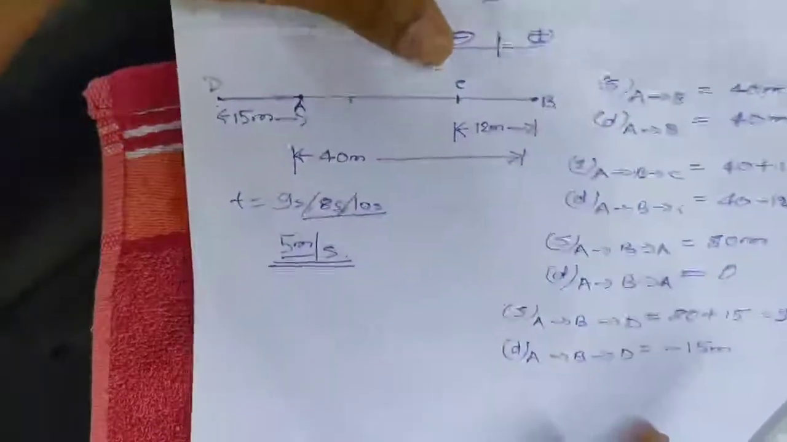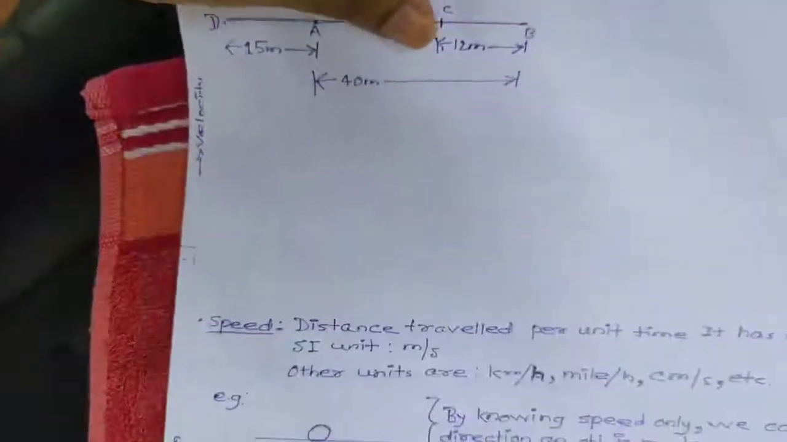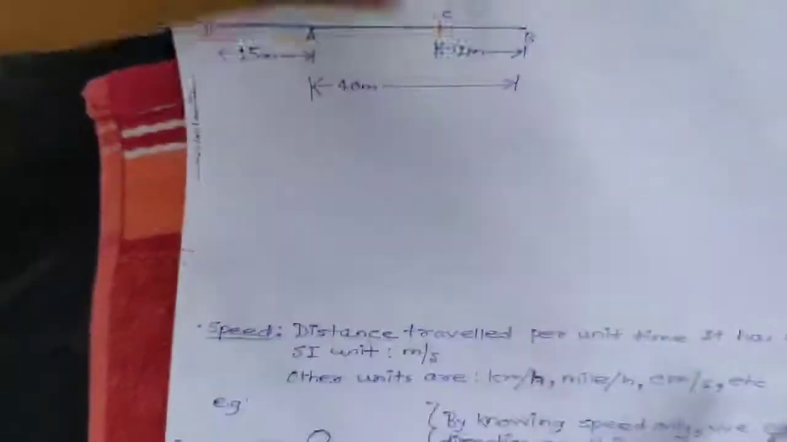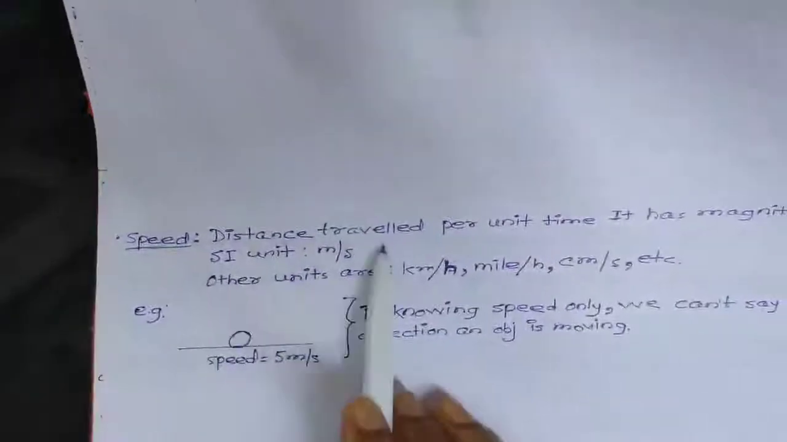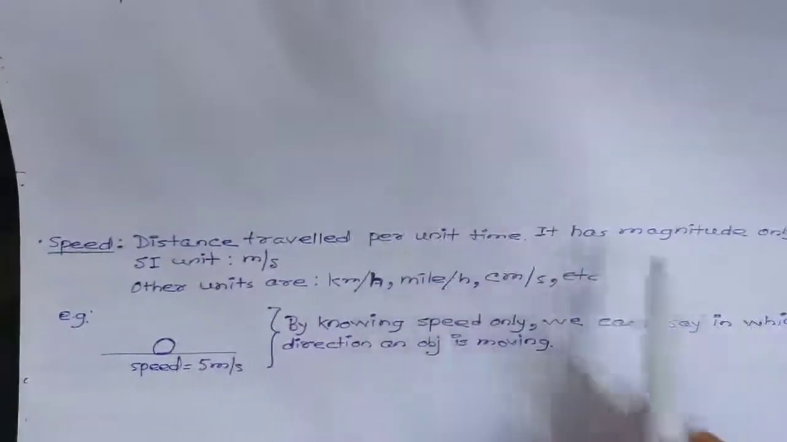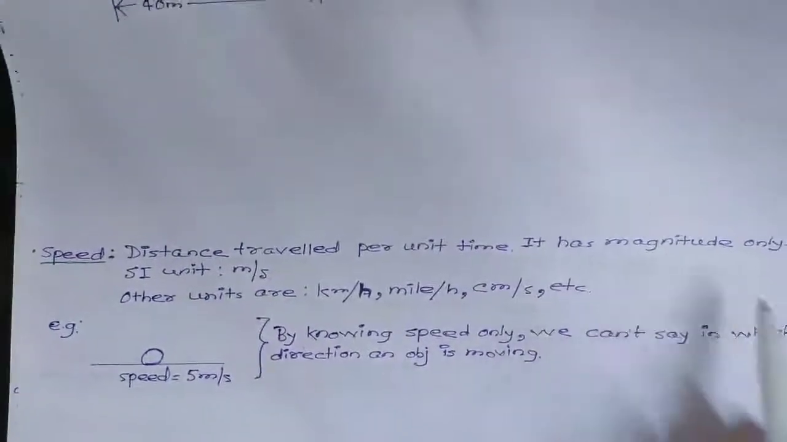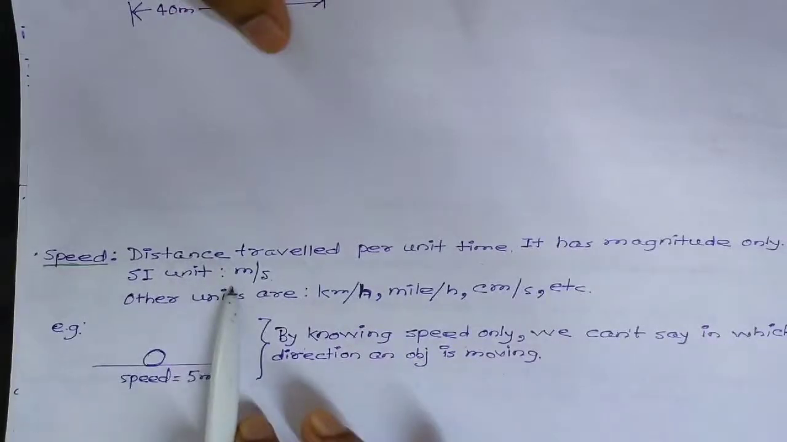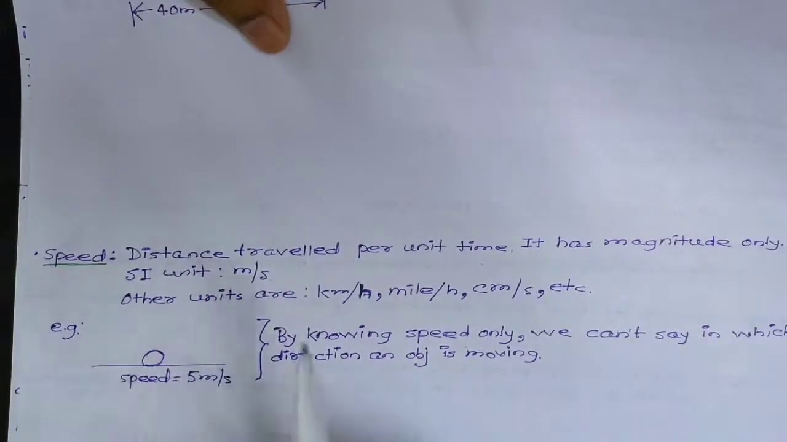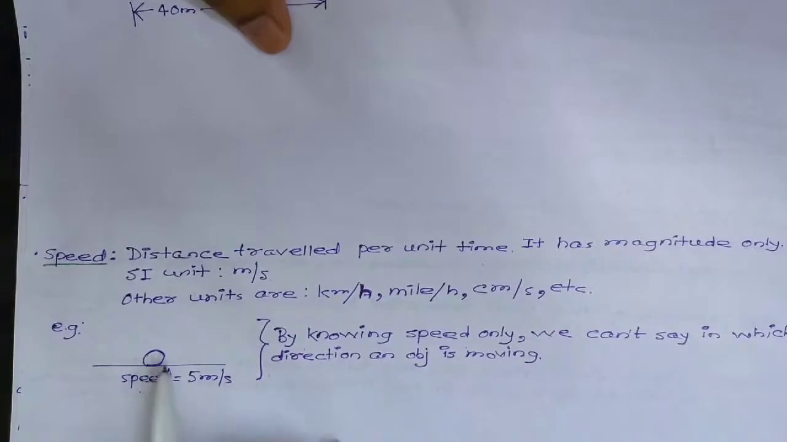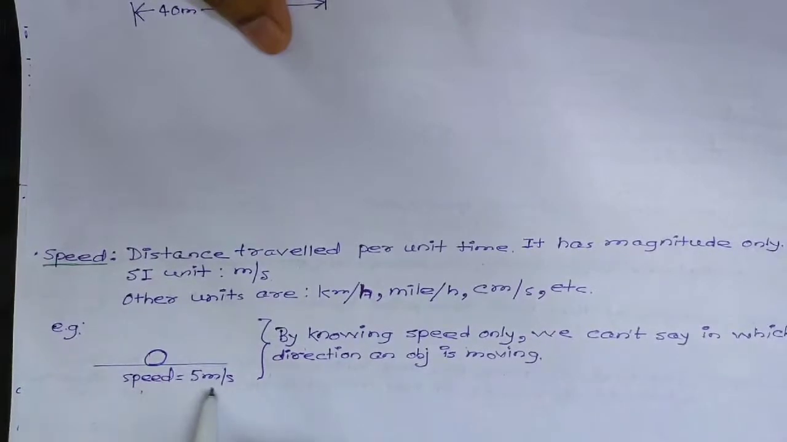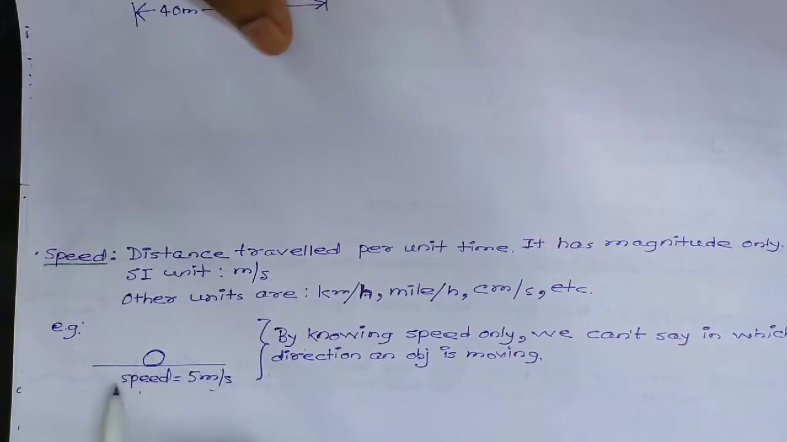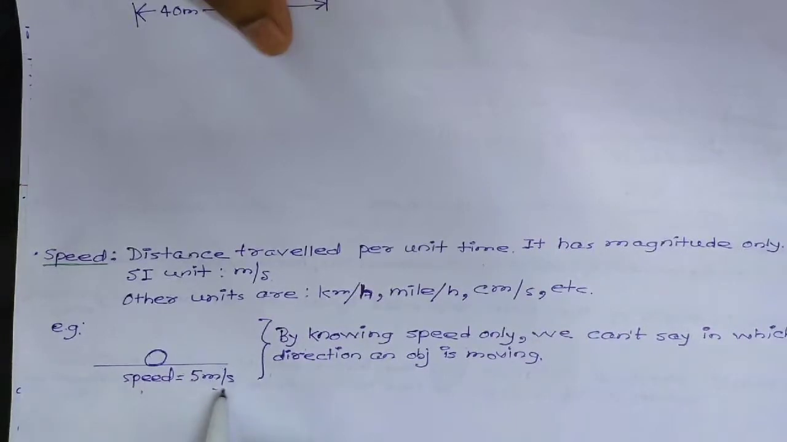So I have written down something for you. You can see what is the speed. Speed is distance traveled per unit time. Okay, it has magnitude only, you know, because it's a scalar quantity, and the SI unit is meter per second. See, this is a very important example. Speed given is 5 meter per second. There is an object which is moving with a speed of 5 meter per second.